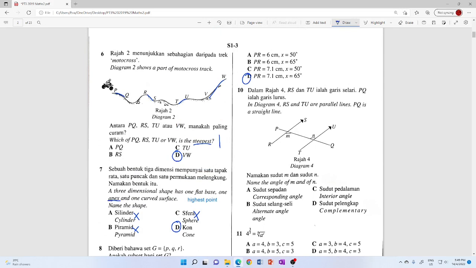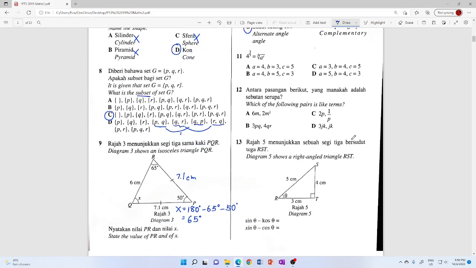Number 10. RSTU are parallel lines. PQ is a straight line. Name the angle MN. So we know that for parallel lines there is an angle Z. This is the Z angle inside the Z. So this angle we call this as alternate angle. Question 11.